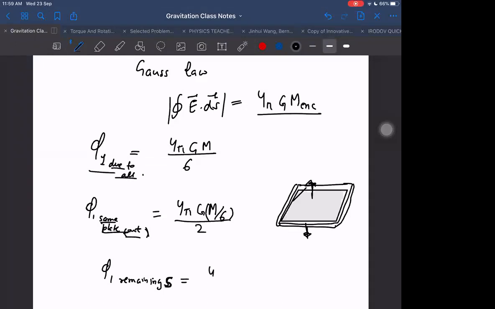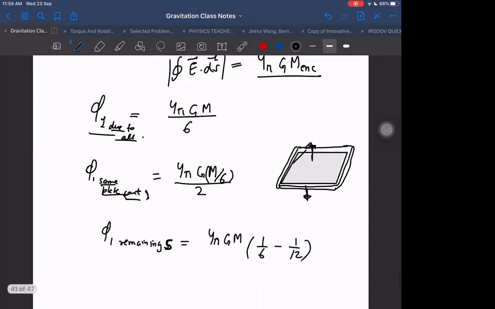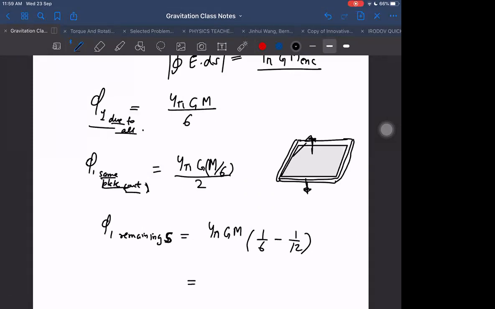It will be coming out to be 4 pi G capital M into (total was 1 by 6 minus 1 by 12), which will be again 1 by 12. That means pi G M by 3. Pi G capital M by 3. Yes, sir. That's the flux coming out.